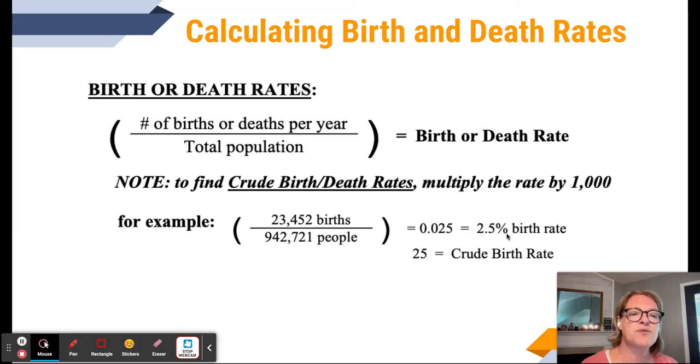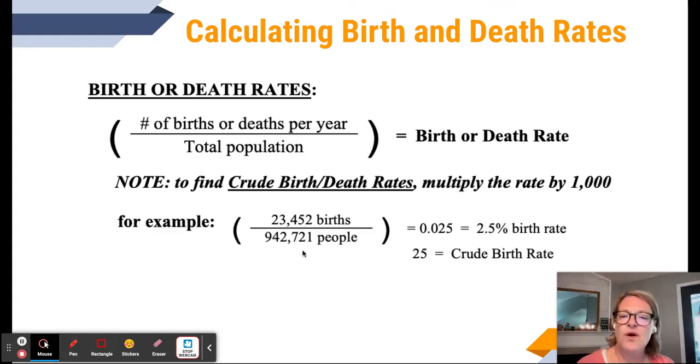So there are lots of things that we can do with this birth rate number, but that is the overall birth rate for this population. If we wanted to change this into a crude birth rate, we would take this decimal and divide it by 1,000, and we would end up with 25 per 1,000 births. So our crude birth rate, or our CBR, is 25 per 1,000. That's what I would say for that answer.